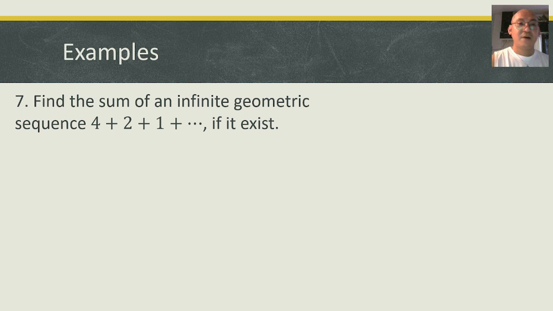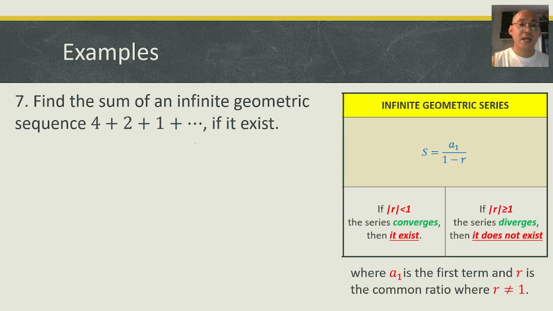Last example. Find the sum of an infinite geometric sequence 4, 2, 1, or 4 plus 2 plus 1 plus and so on, if it exists. So, for the formula, let's find the r value. The r value is 1/2. We are multiplying each of the terms by 1/2. Therefore, the absolute value is less than 1. So, it exists. So, we can find the sum. Let us find the first term. The first term is positive 4.